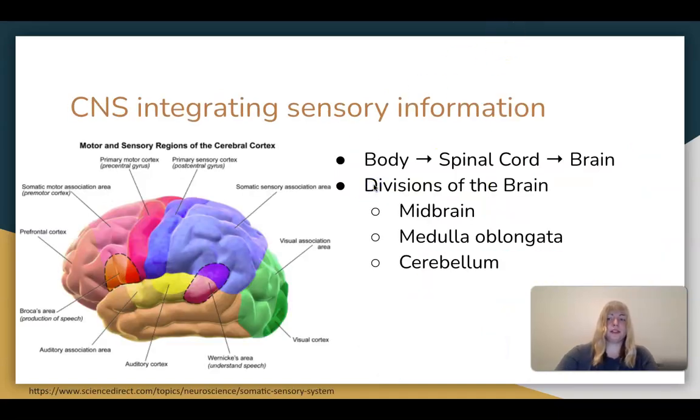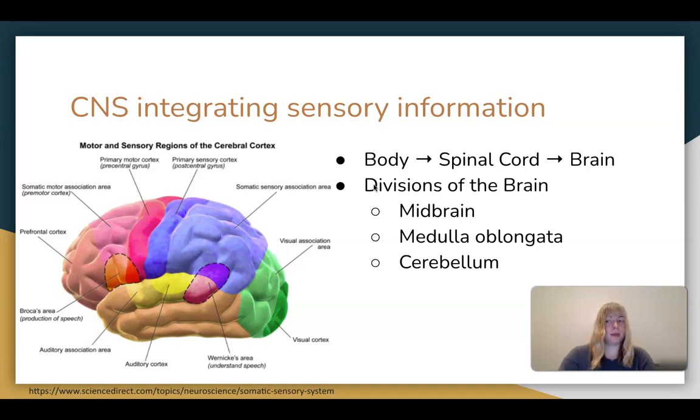So once the stimulus is sent to the central nervous system, the central nervous system will need to integrate the sensory information. So the sensory information goes from the body to the spinal cord directly to the brain. Some of the sensory information goes directly from the brainstem to the cranial nerves. And then in different parts of the brain, different sensory information is processed.